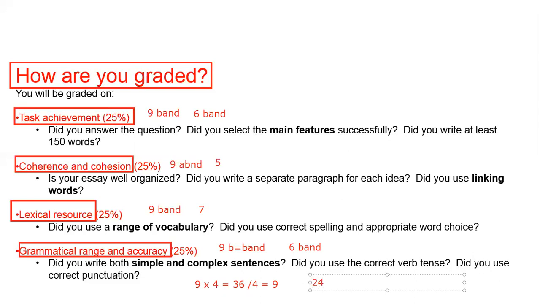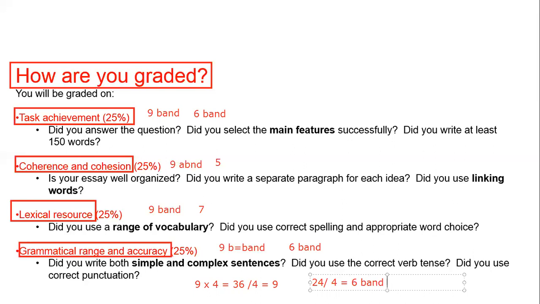Now 24 divided by 4. So how much score did you get now? You'd score 6 band in the IELTS writing module. You have been given how much band? 6 band. So it means if you want to improve your overall score, you need to improve individual scores as well. Let's talk about the first one, task achievement.